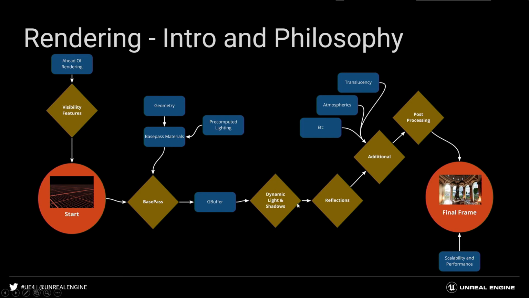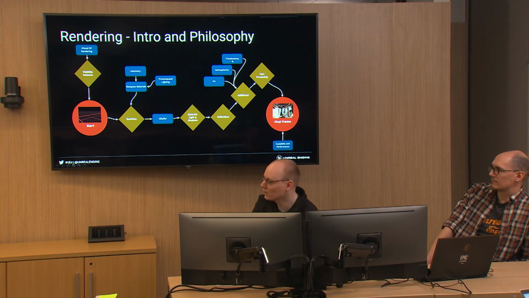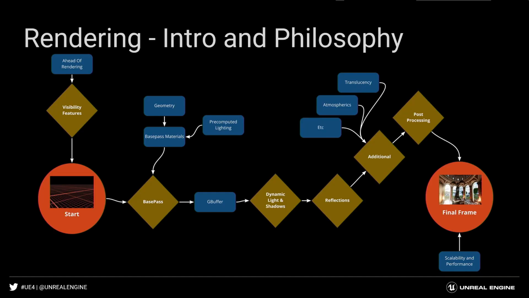It will then have dynamic light and shadows, and we need to talk about that. There are a lot of different features there. Then the reflections and how they work, various additional things, atmospherics and translucency are what we want to touch on. In reality, there's lots of stuff missing from this, but I think this is the most important part. We end up with post-processing and a final frame, and some words about scalability and performance. So that's where we're going to go.